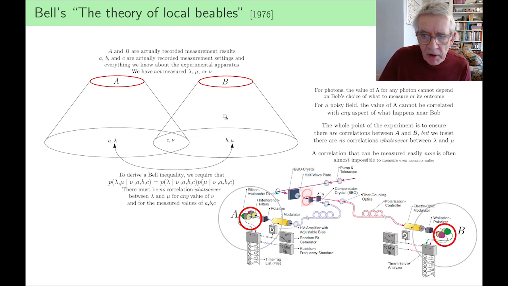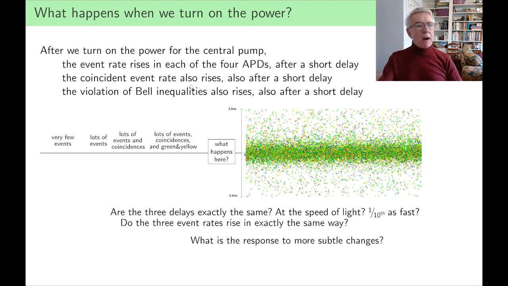But consider, a correlation that can be measured easily now is often almost impossible to measure even moments earlier. So if we're looking at a hillside and there's a landslide about to happen, it's not possible to predict to within a second or two when the landslide is going to happen until after it's happened. Then, yes, we can record that it's happened and the time that it's happened at. An avalanche on a hillside is not different from an avalanche in an avalanche photodiode, according to this noisy field kind of approach. So if we think about an experiment in terms of noisy fields, it somewhat changes how we think about what it would be interesting to know.